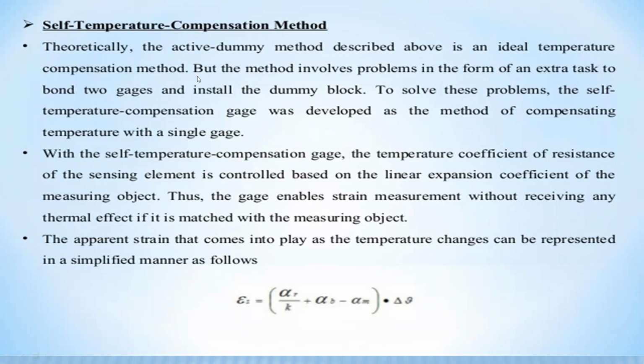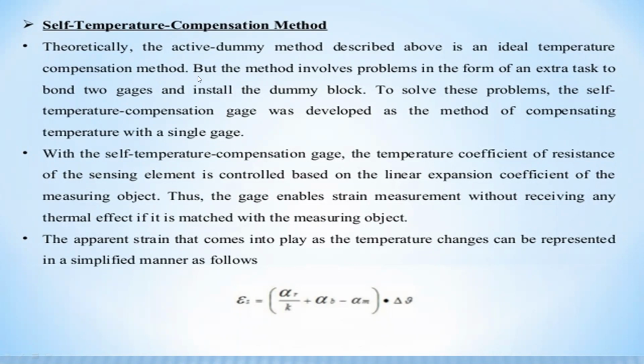Okay, you can see the self temperature compensation method. Theoretically, the active dummy method described above is an ideal temperature compensation method, but the method involves problems in the form of an extra task, bonding two gauges and installing the dummy block. This condition you observed in the active dummy method. So to solve these problems, the self temperature compensation gauge was developed as the method of compensating temperature with a single gauge.